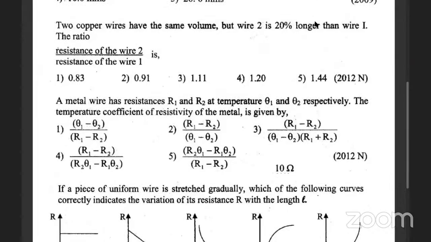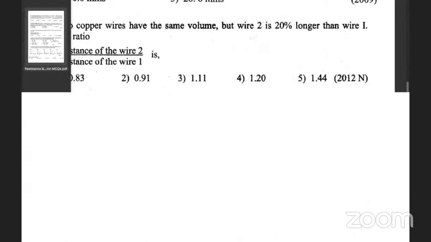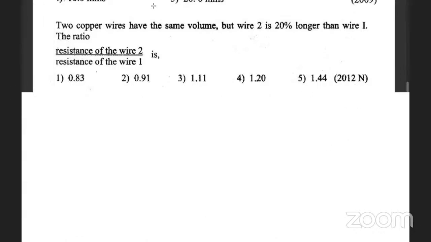Next one, question number 3, from 2012. Two copper wires have the same volume, but wire 2 is 20% longer than wire 1. Find the ratio of the resistance of wire 2 over the resistance of wire 1.